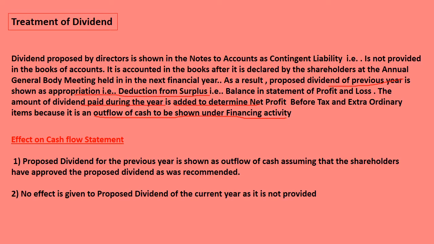Effect on cash flow statement. Proposed dividend for the previous year is shown as outflow of cash, assuming that the shareholders have approved the proposed dividend as was recommended. No effect is given to the proposed dividend of the current year, as it is not provided.